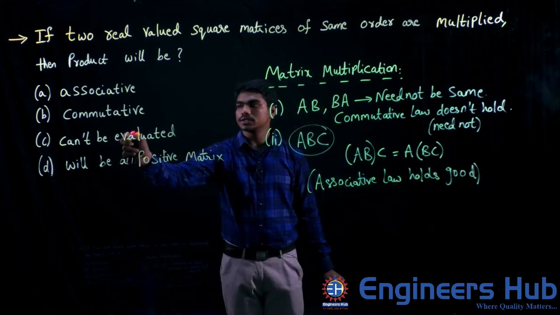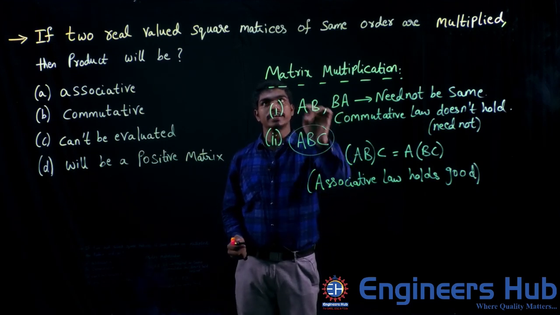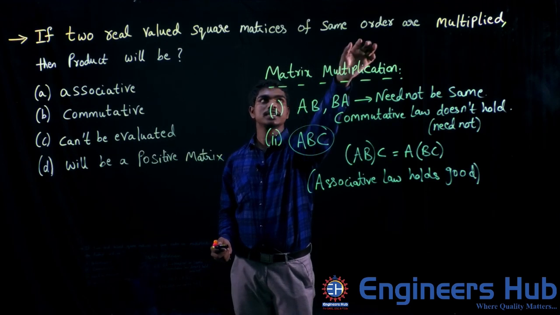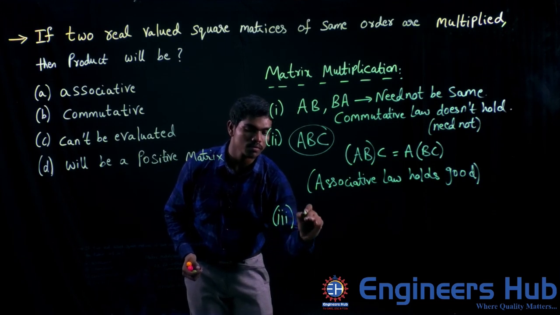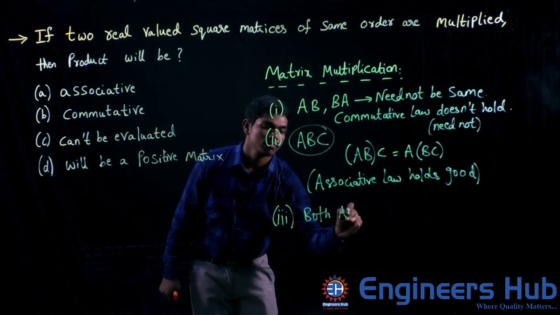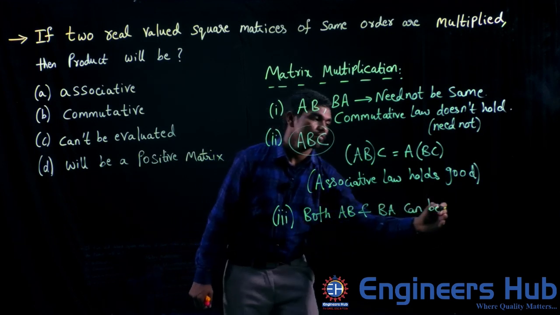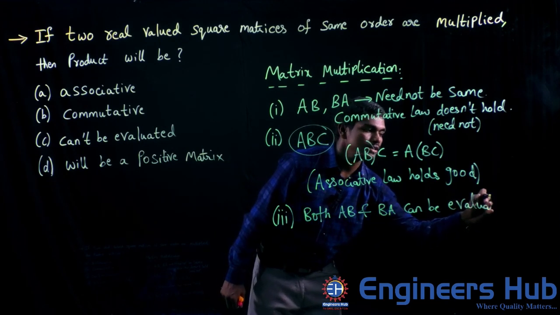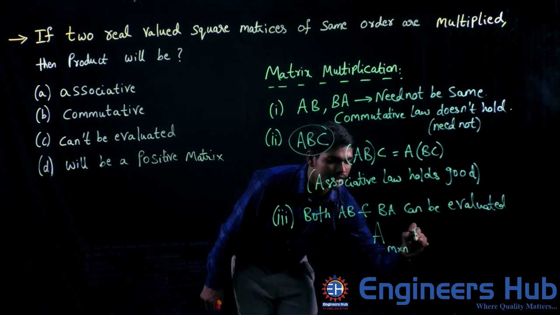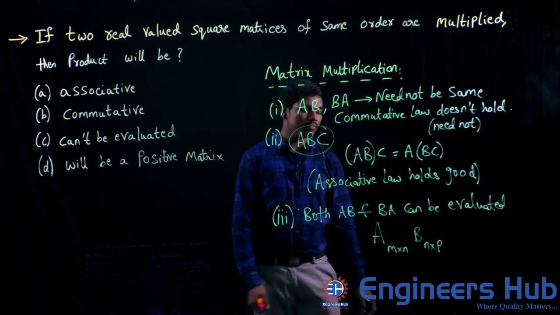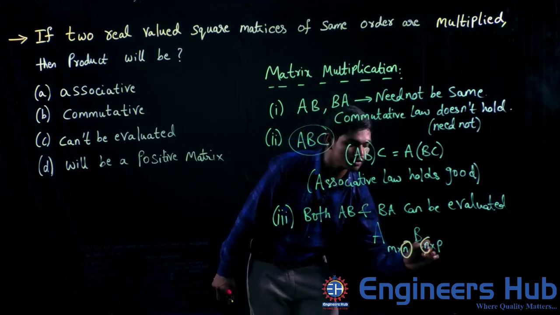Now if you talk about the third option, can't be evaluated. Here in this particular question, both AB and BA can be evaluated because it's given both A and B are square matrices of the same order. So for the third option, both AB and BA can be evaluated, because generally for matrix multiplication, what is the condition? If A is of order m by n and B is of order n by p, then matrix multiplication will hold only if the number of columns in A is equal to the number of rows in B.